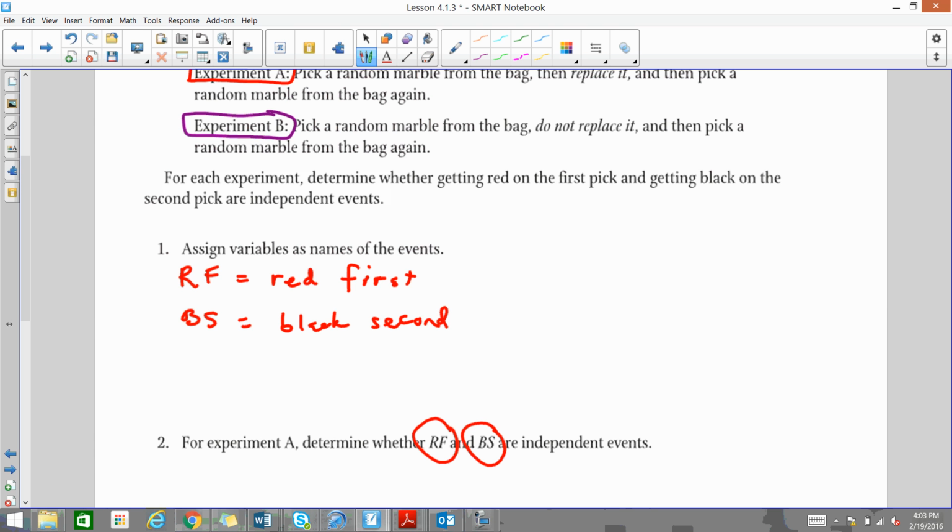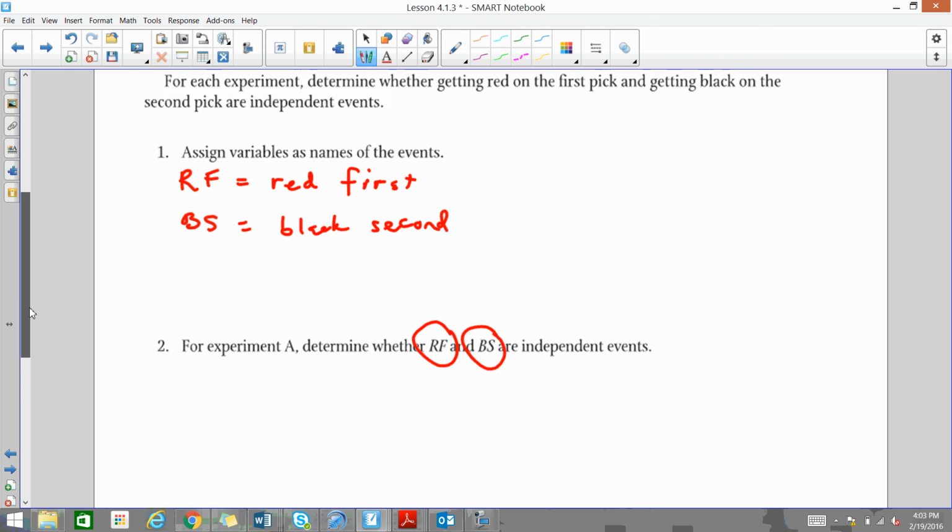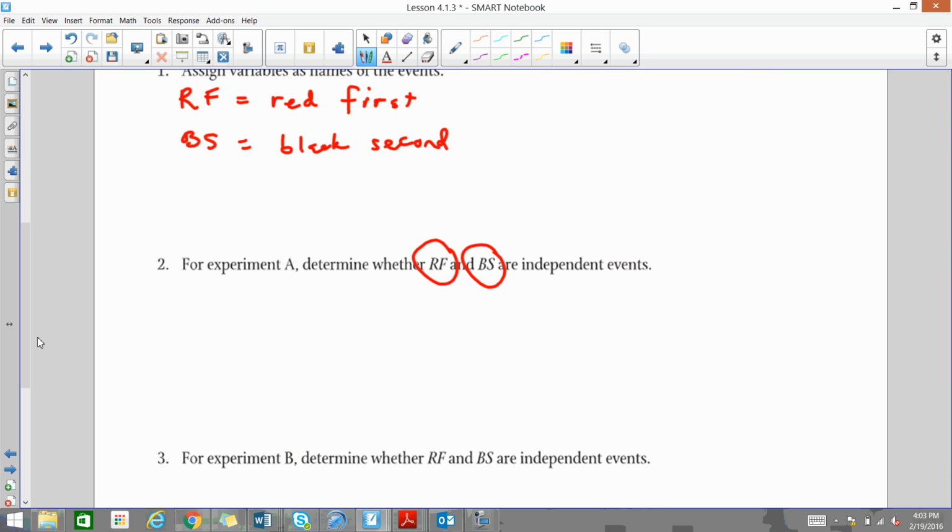Because those really are the two things that are happening. They want you to see whether you will get a red marble first and then a black marble, how that works. So that's how you label them. And it says for experiment A, determine whether getting a red first and a black second are independent events.